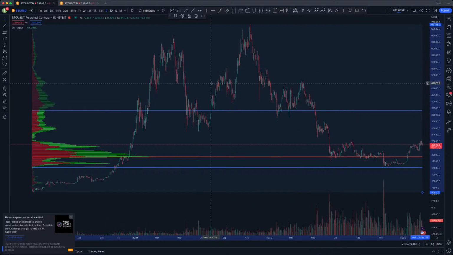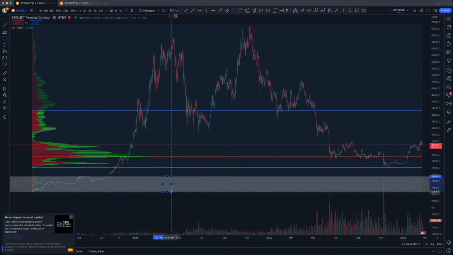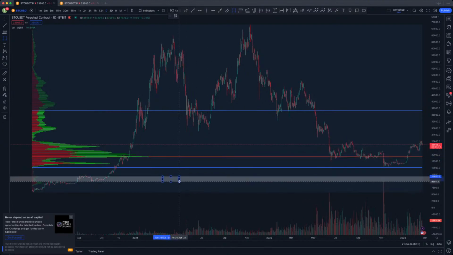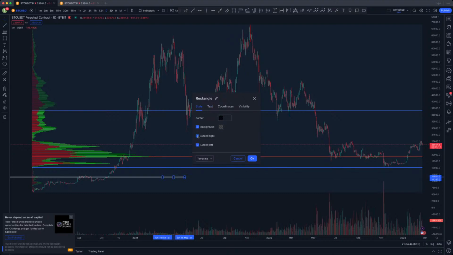So the way I'm going to map it out is I'm going to take my rectangle tool, and let me just see how this comes on. The way I've got my rectangle set up is, if I put my rectangle on the screen and double click on it, then if you go to the style, you can extend the box right and left. If you don't extend it, it's just whatever size you create. So I want this to go across the entire screen.